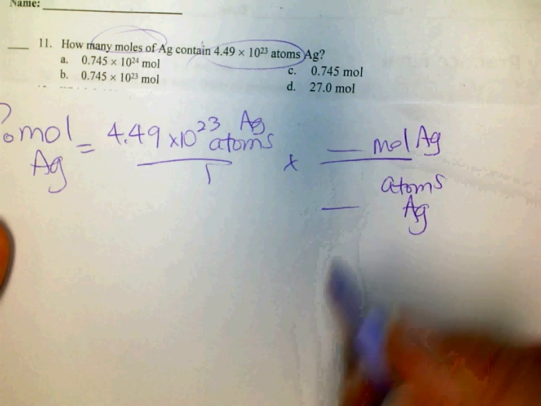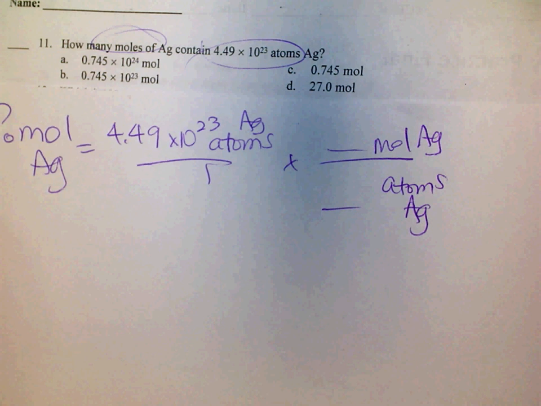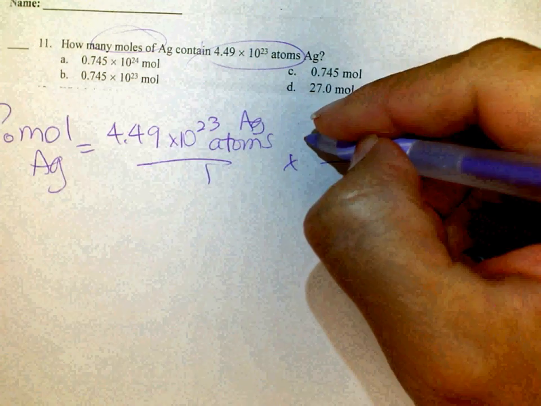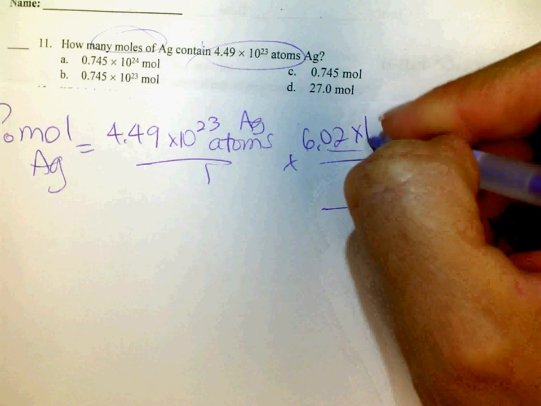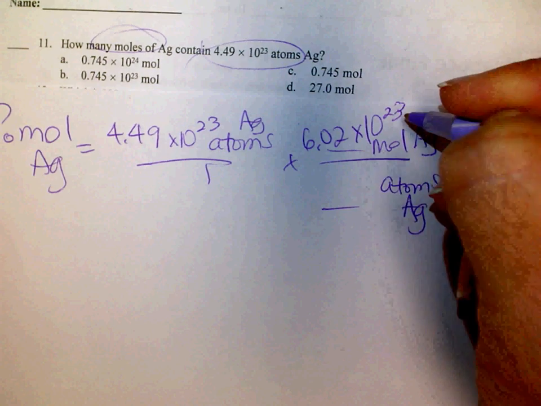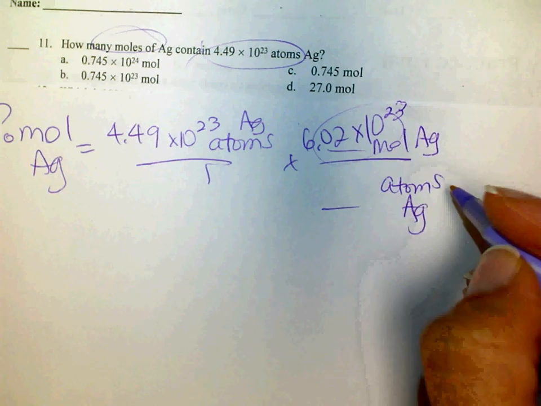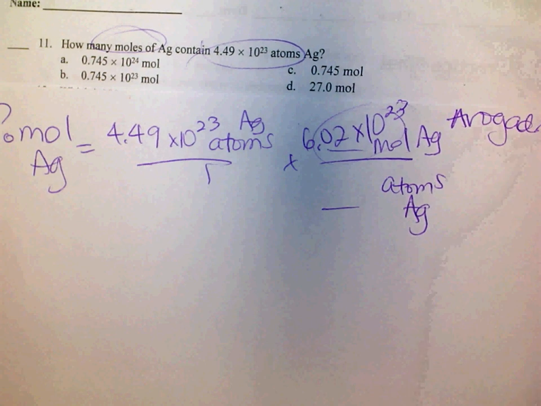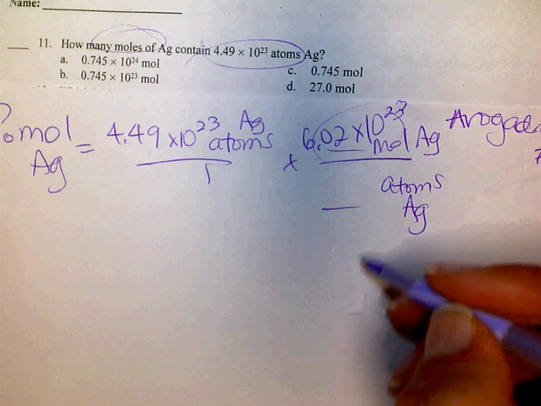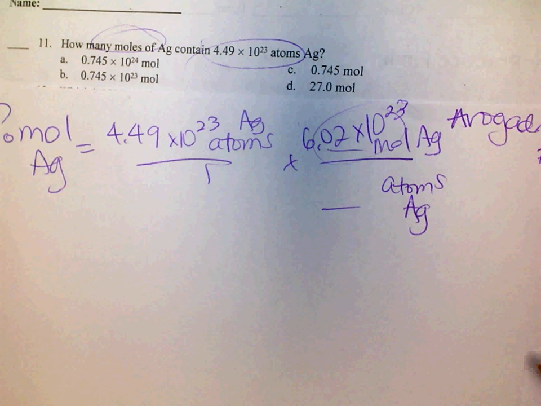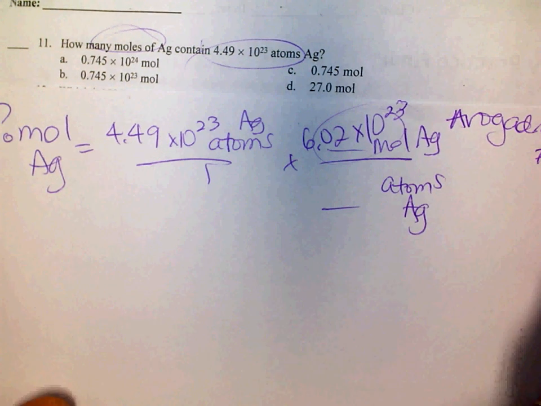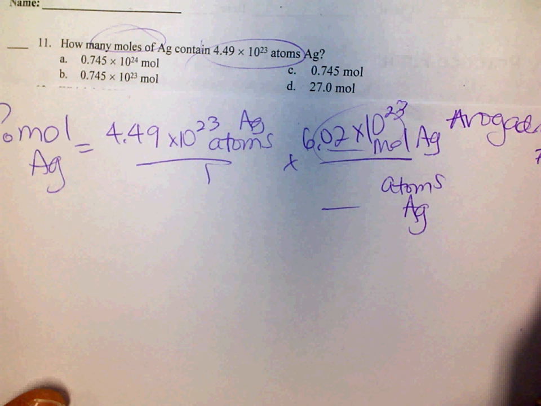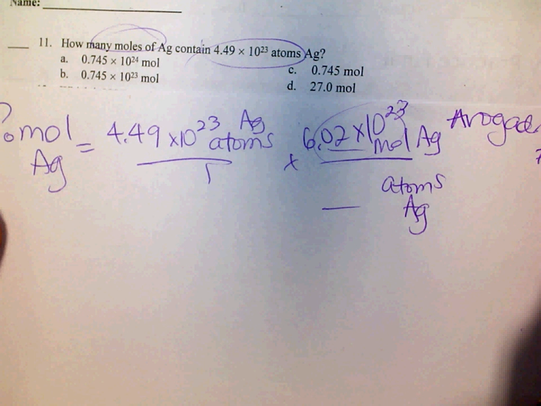Now, what conversion factor does this look like? Yes, very good. What's the name of this number right here? Avogadro's, very good. Avogadro's number. All right. This is completely wrong. What's wrong? Aaron Crankshaw, what's wrong?